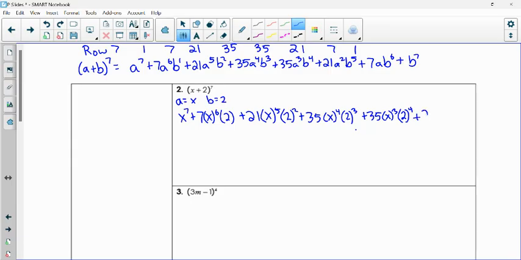plus 21, x to the second, 2 to the fifth. Running out of space here. Plus 7x times 2 to the sixth, and then plus 2 to the seventh.